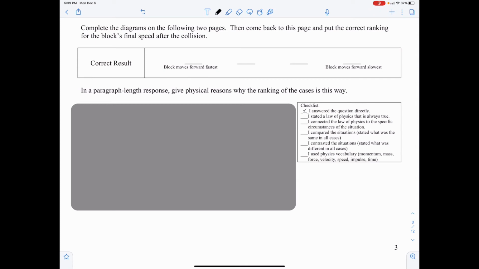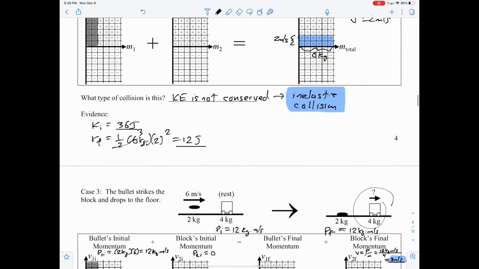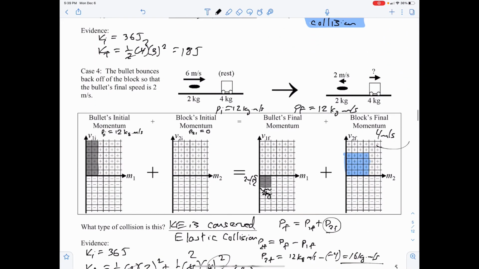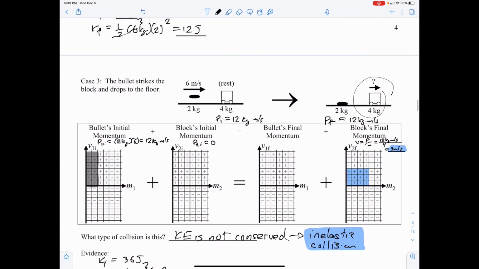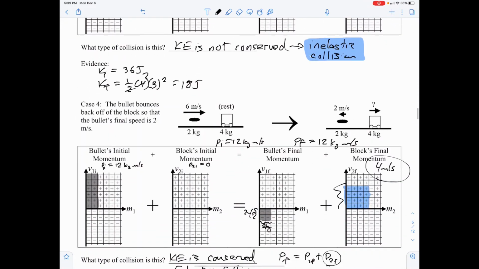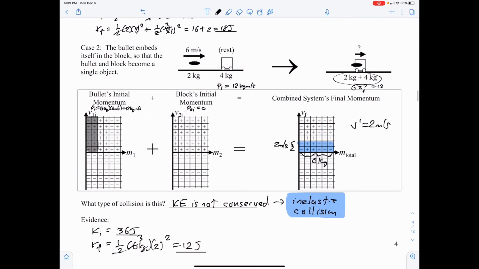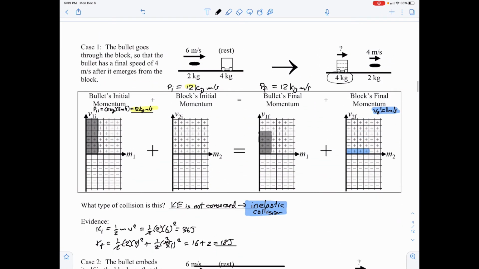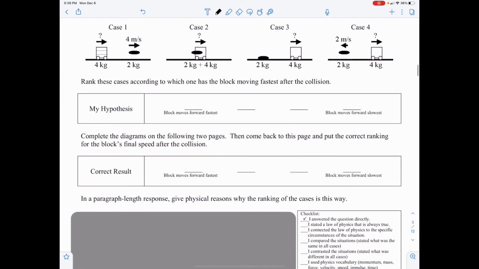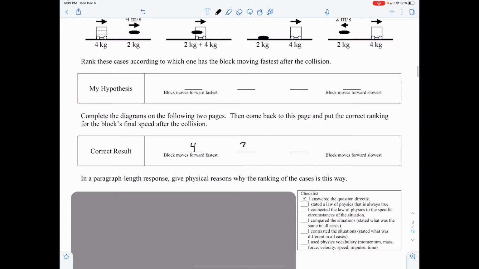Okay, so if we move back to page 3, complete the diagram on the following 2 pages. Well, we did that. Now we're going to come back and put the correct ranking of the block's final speed after collision. Let me just summarize what we just did. We found that in case 4, the block was moving at 4 meters per second. In case 3, 3 meters per second. You can see by the height of the chart over here. Case 2, 2 meters per second. And then case 1, 1 meter per second. So literally it's 4, then 3, then 2, then 1, in that order.